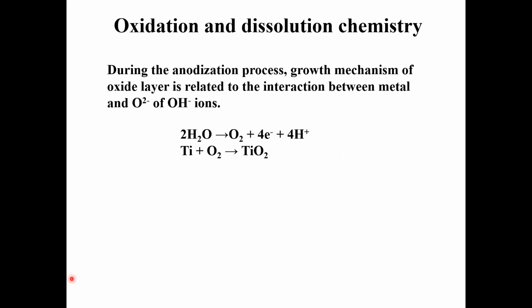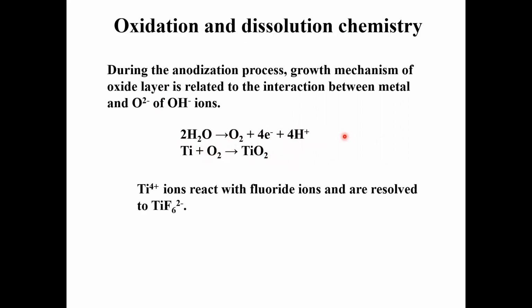So you can see the water molecule dissociates into oxygen and proton, and your titanium will react with oxygen forming TiO2. And then the titanium 4+ ion will react with the fluoride ions and make this titanium oxyfluoride ion that is dissolvable. So this is a dissolvable product. You can see TiO2 reacting with fluorine ion and the proton and making this complex that is dissolvable.